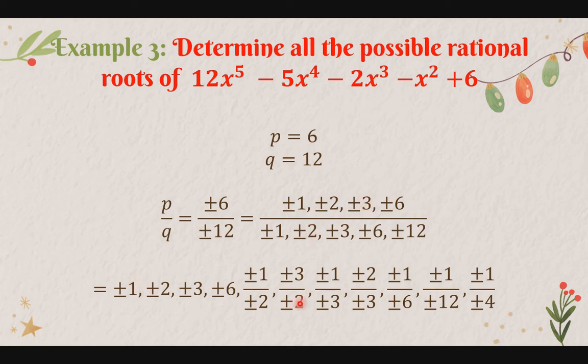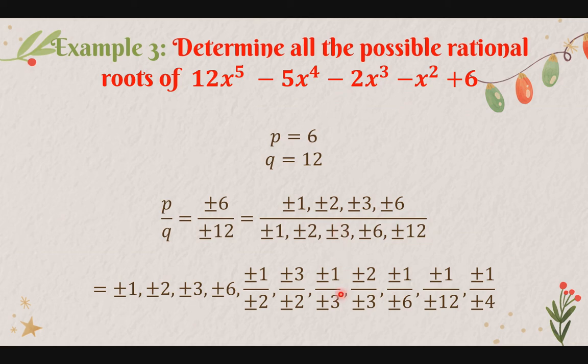Next, 3 over 2 is this one. 3 over 2. Wala na po siyang lowest term. Next is 6 over 2. 6 divided by 2 will just simply be 3. So, eto na po yun, nakasulat na, hindi na natin isusulat. Tapos na tayo sa 1, tapos na tayo sa 2, punta tayo sa 3.